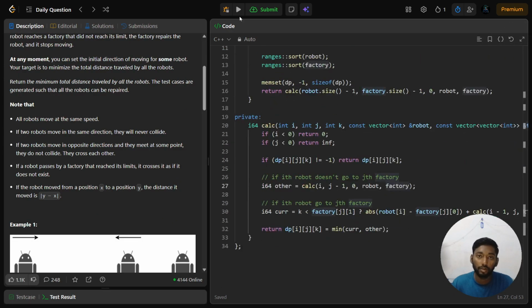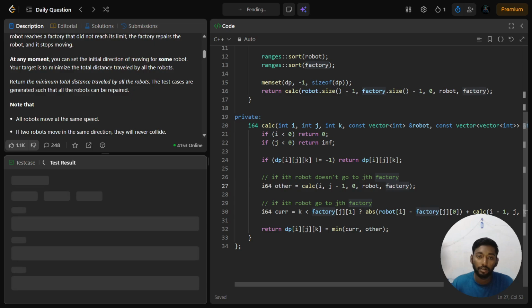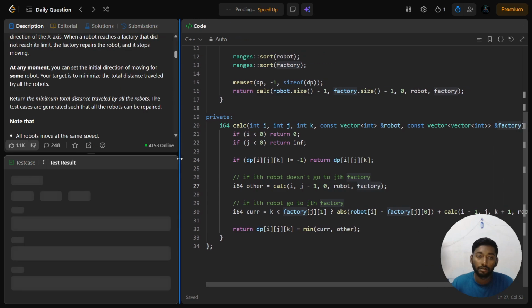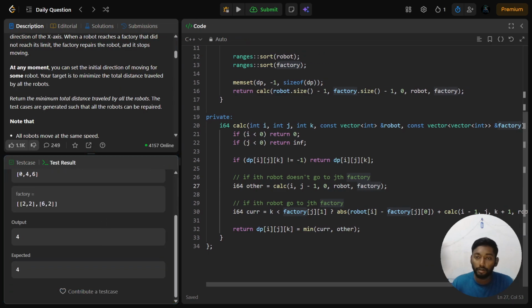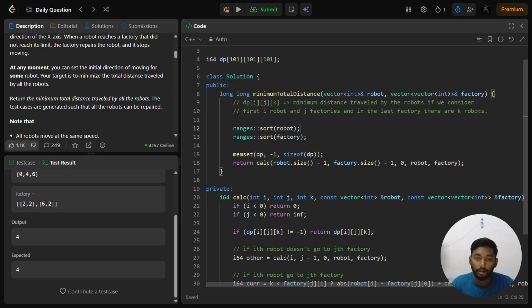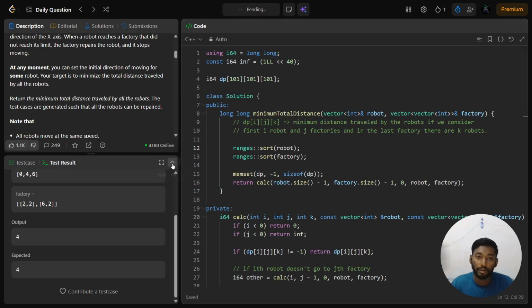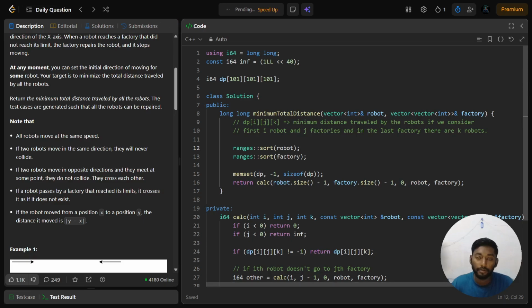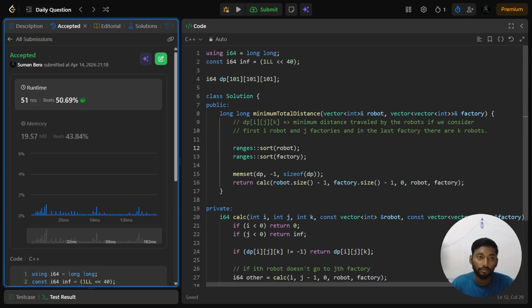So I think it should work. Let's run it. Yeah, it passed on the sample, so I think everything looks fine. So let's run this on the actual test cases. And yeah, it got accepted.